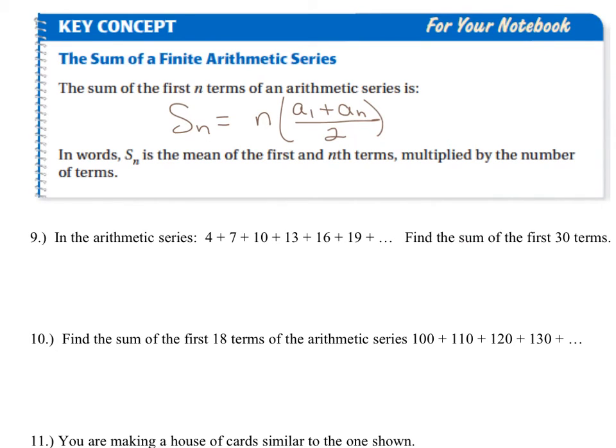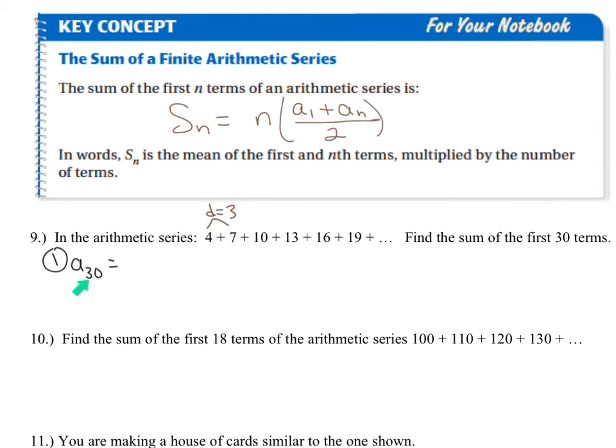So to find a sub 30, we need to figure out the common difference, because we have to plug it into that formula we were just working with. So the common difference in this case is 3. So the first step is to find a sub 30.